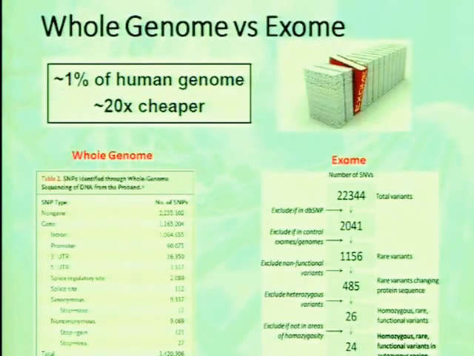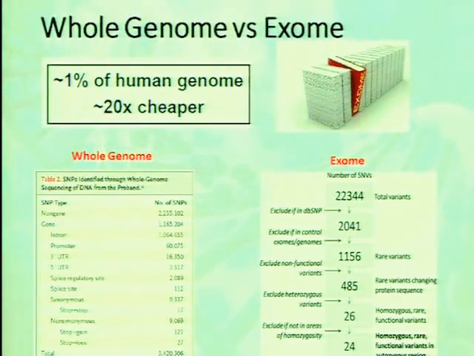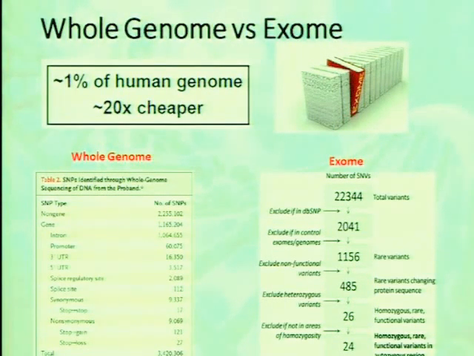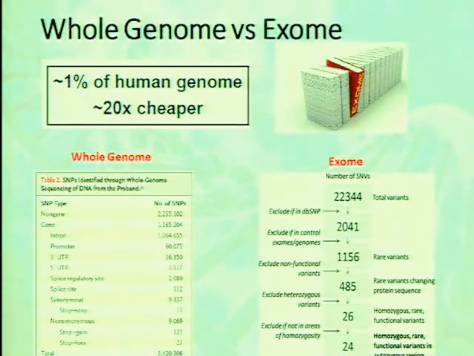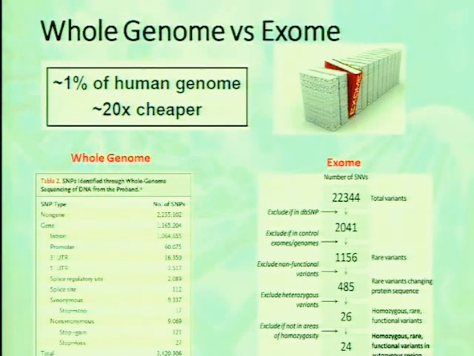But again, as I said, instead of sequencing the whole genome, which is like sequencing all the books, we could just take out one important book, because the exome or the coding region forms only 1% of the human genome, but more than 85 to 90% of mutations are in the coding region. So instead of sequencing the whole genome, we could just look at the exome, and that way we could identify most of the diseases, and that is what is practically done.